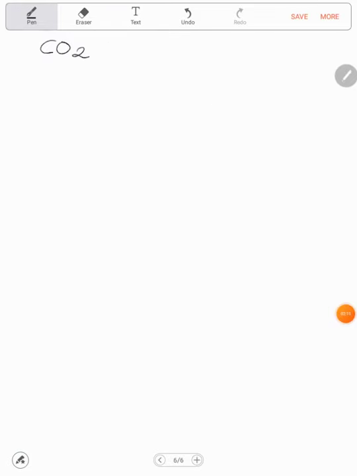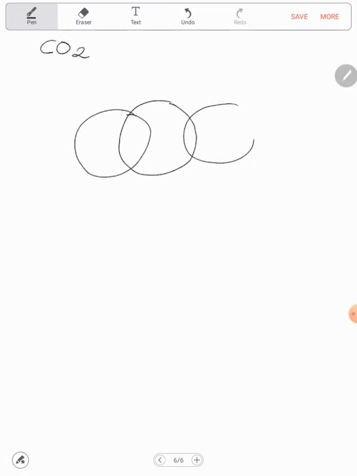Now let's look at carbon dioxide. How can you write the display formula of this covalent compound? Now we have one carbon and two oxygen, so the carbon will be at the center. Since the carbon will be at the center, one oxygen will be here and the other one here.